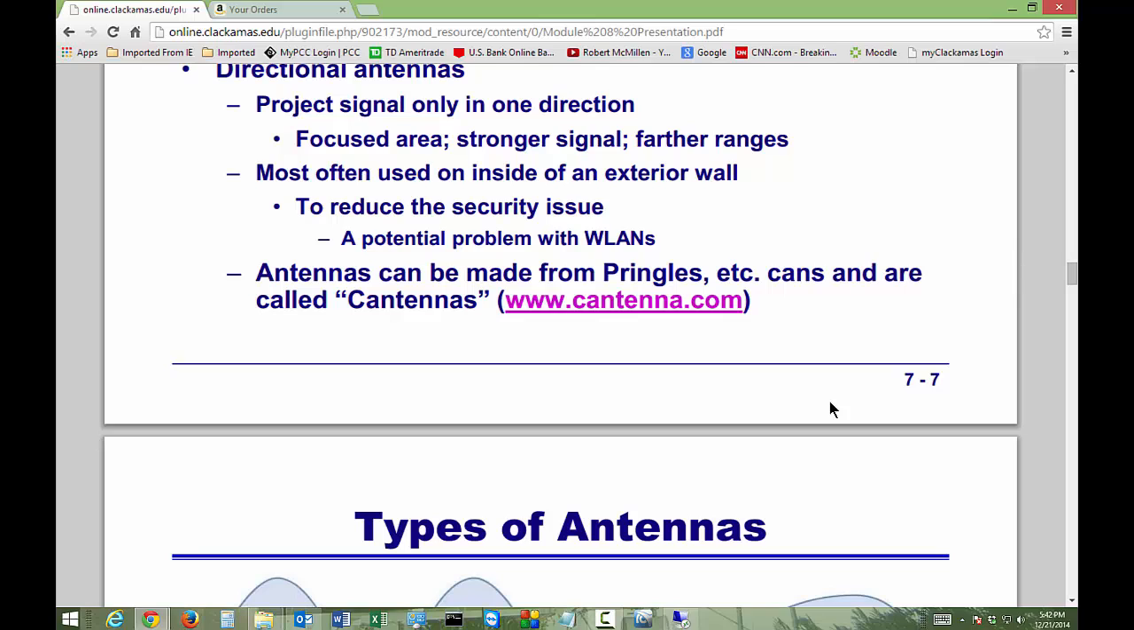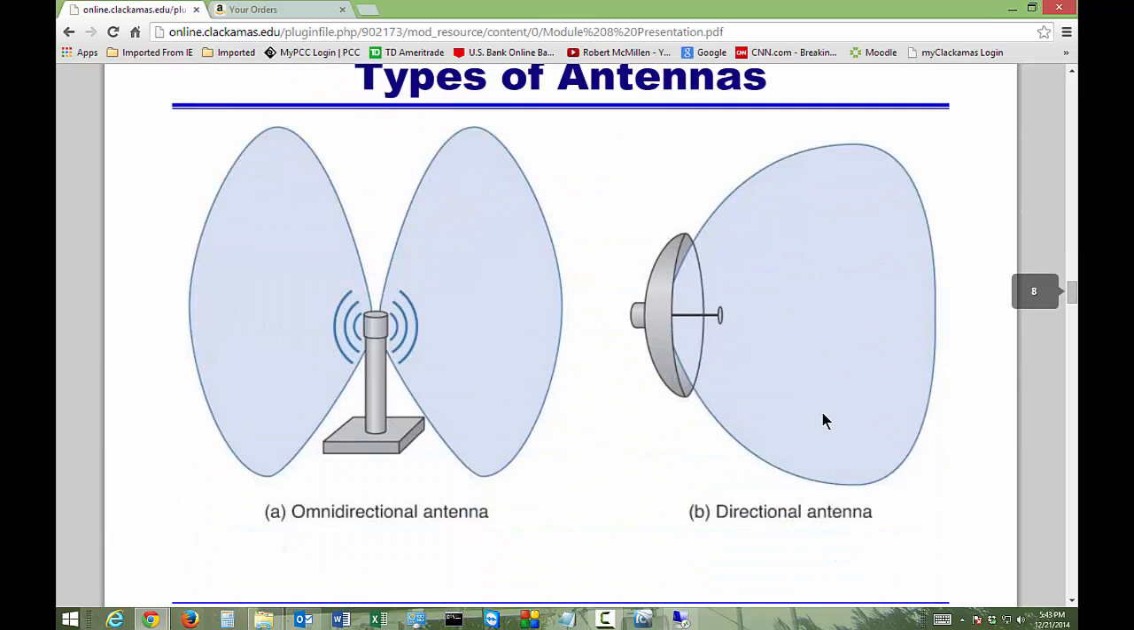You can also make antennas from various different things that are not standard, such as from Pringles cans and other things, called cantennas, which use the foil on the inside of the can to help project the wireless signal. So, types of antennas: directional and omnidirectional. We just talked about those. This is a graphical version of those two different types of antennas.